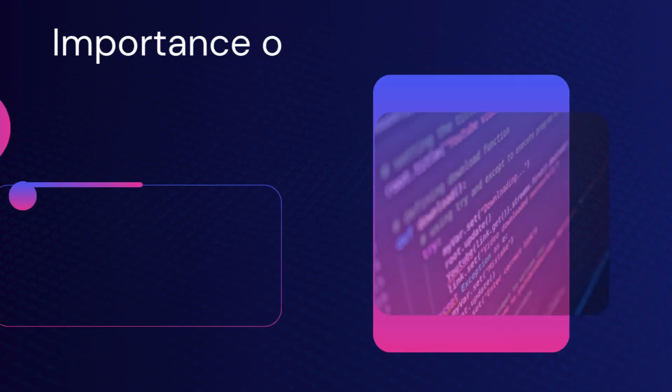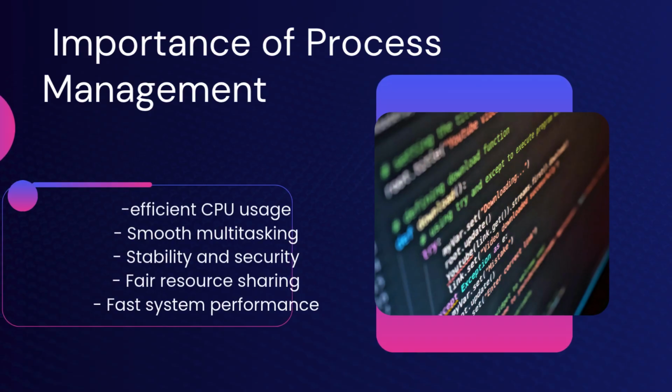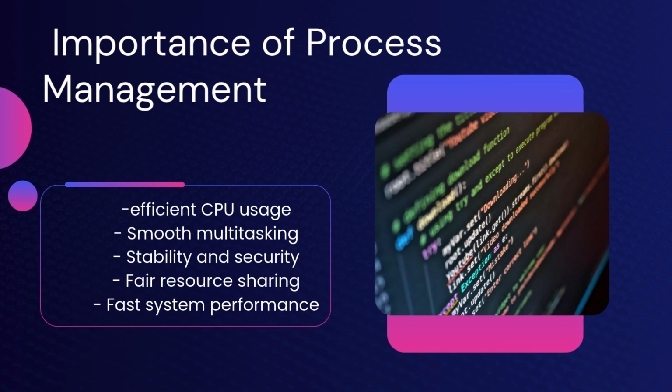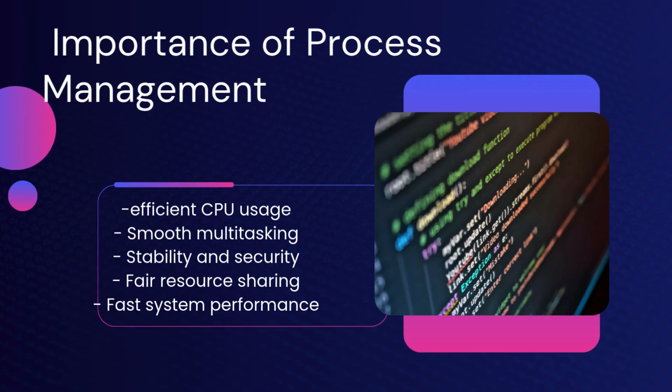So now let's proceed to the last part, which is the importance of process management. Process management is important because it helps the operating system run smoothly and efficiently. First, efficient CPU usage. It makes sure the CPU is used properly without wasting time. Second, smooth multitasking. It lets multiple programs run at the same time without crashing.